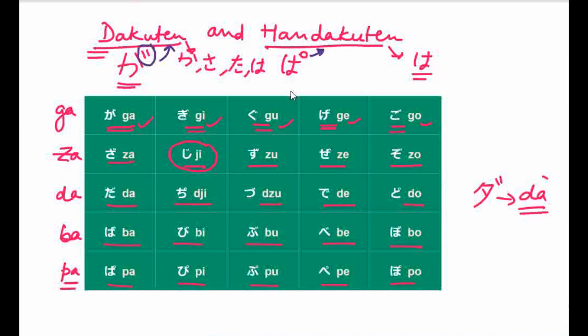So the sound will remain the same. Da here, Da here. There is no change in sound. Only the letter will change. Here the letter has changed, and here is the letter of Hiragana. So there is no change in sound, only a change in the letters of Katakana. So this is about Dakuten and Handakuten.